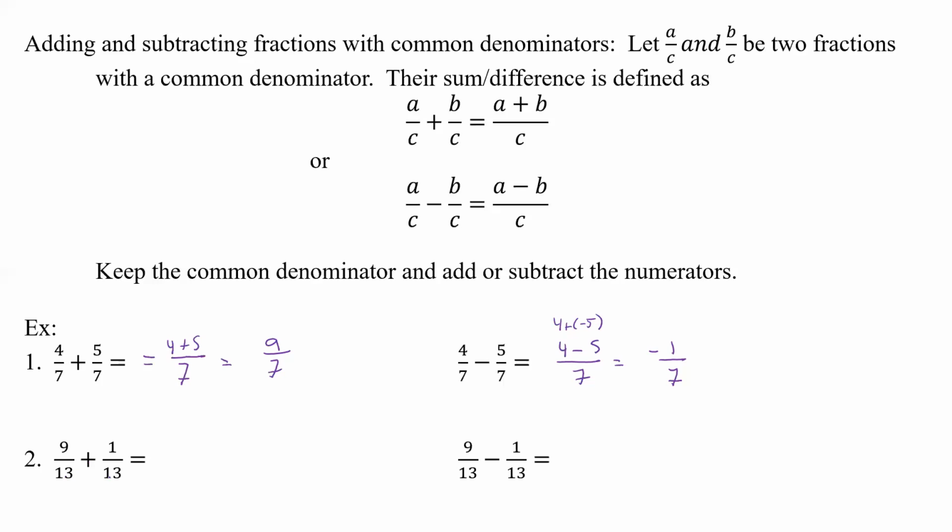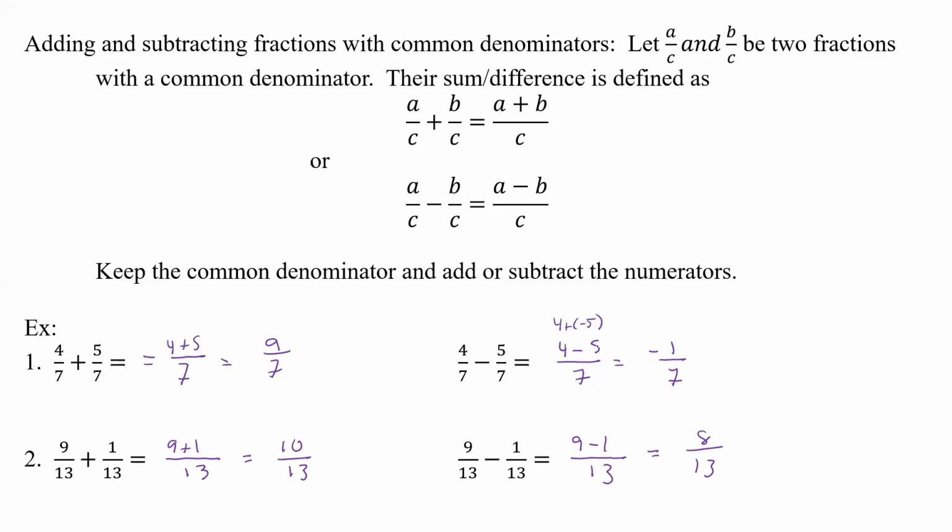All right, what about the next one? We again have common denominators, 13 for both the addition and subtraction. So we can write that as a denominator already. Now we just take 9 plus 1, and so 9 plus 1 is 10, all over our common denominator of 13. All right, what about the next one? Well, again, we have a common denominator of 13, so we take 9 minus 1. Well, now we have just a normal subtraction. 9 minus 1 is 8, and that's over 13.